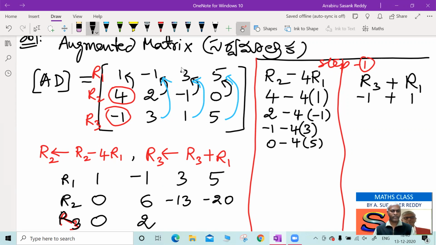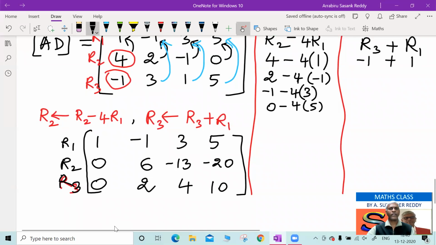1 minus 3. 1 plus 3, 4. And 5 plus 5, 10. So this is making zeros. First step, 2 zeros completed. In first column, second number, third number, zeros. So this is first step.